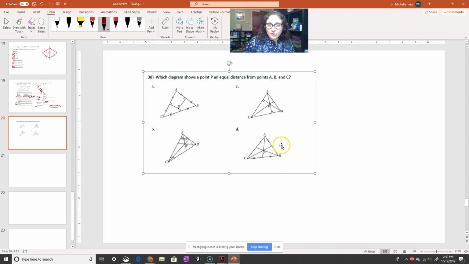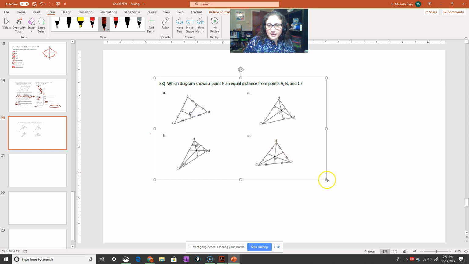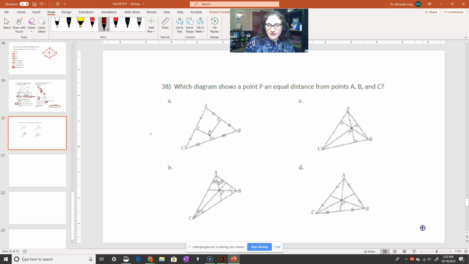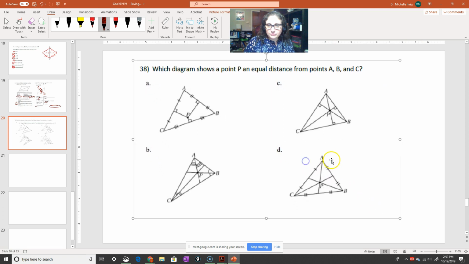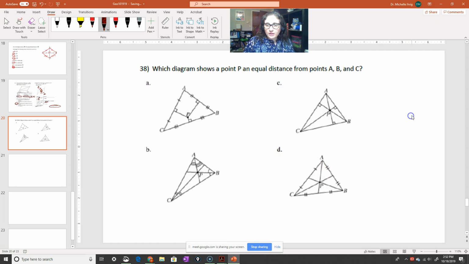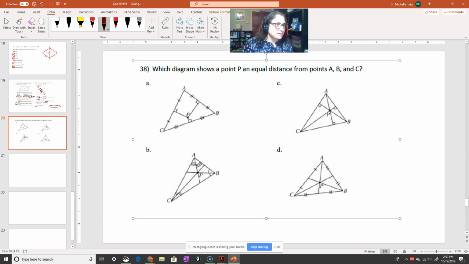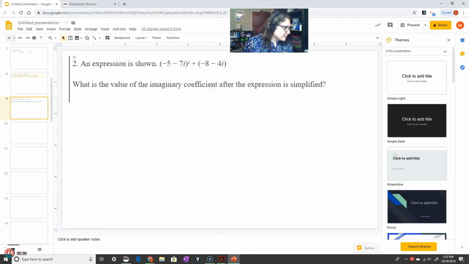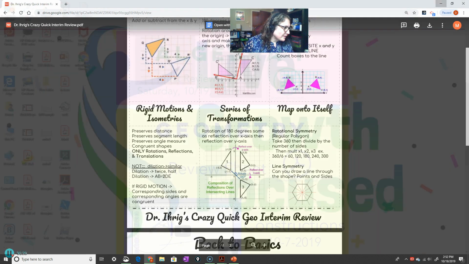The diagram below shows P. Which one shows P at equal distances from points A, B, and C? Okay. This one is choice D. I'm 99% sure. Let me double check. And then this is, I think, where we talked about centroid before. I don't expect this one to be on your test.